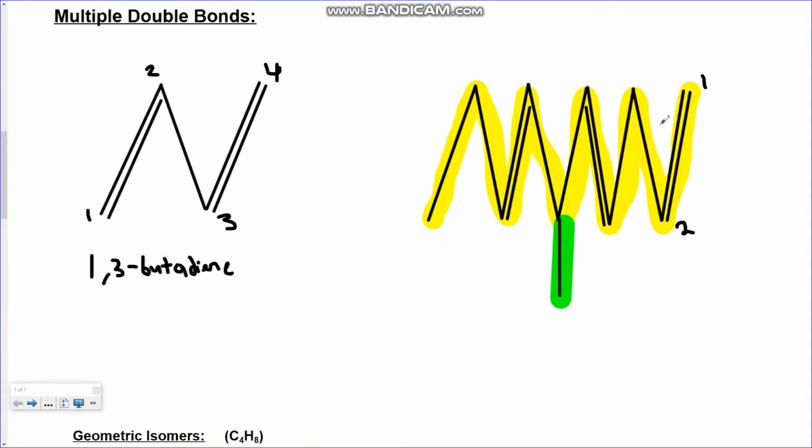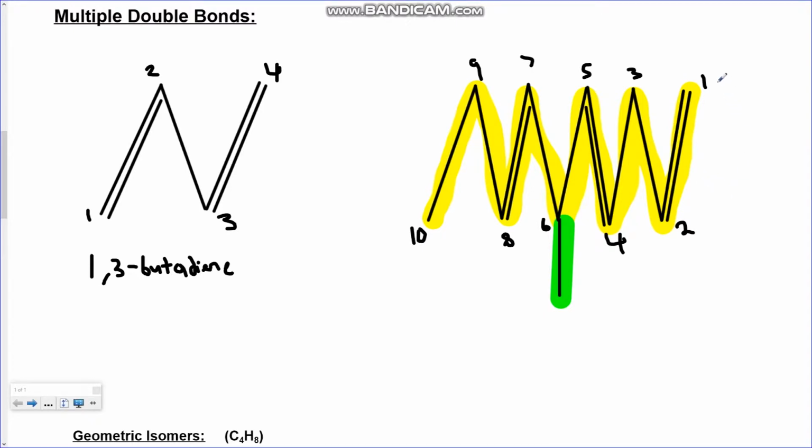So we have 1, 2, 3, 4, 5, 6, 7, 8, 9, 10. Alright, so we have a methyl group at carbon 6. 1, 2, 3, 4, 5, 6. Yep. So remember, same steps as this one.